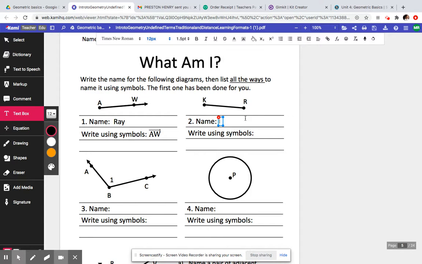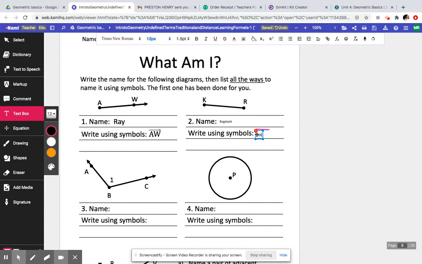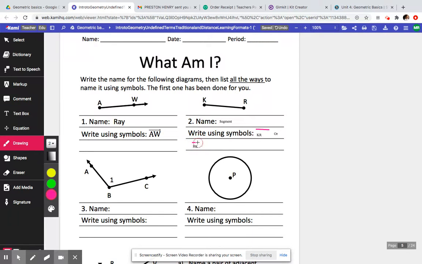This one right here, go ahead and pause it and try on your own first, but this one we would call a segment. A few ways in which we can show a segment: you would have a straight line on top, and the letters KR, or you can also do RK with a line on top. Those are the 2 symbols you can use for a segment, because it's just 2 points and they're not arrows, so they stop at K and they stop at R. You wouldn't have arrows at the end of the lines above RK or KR.